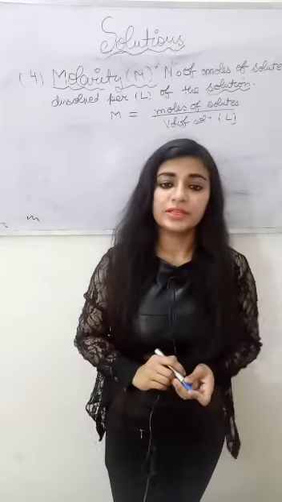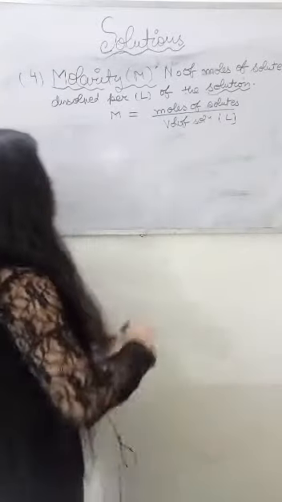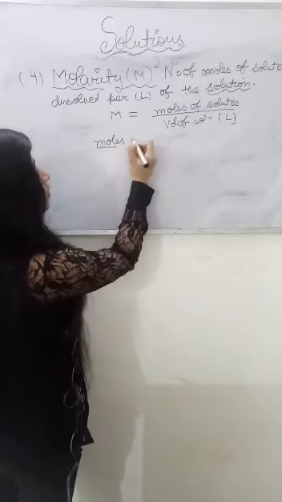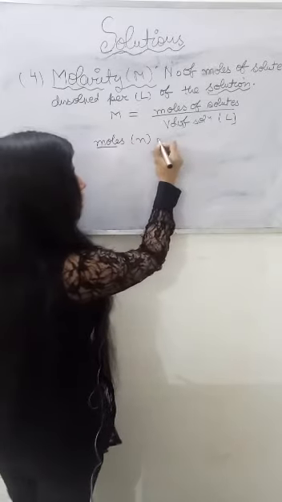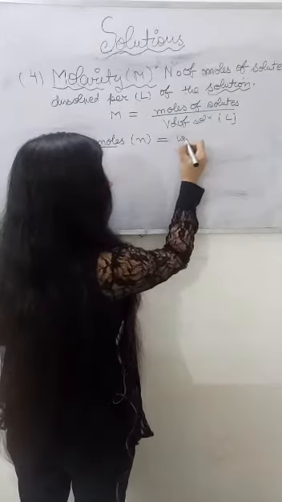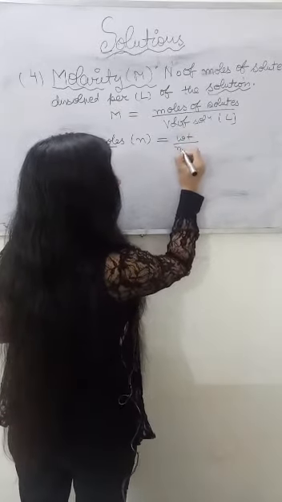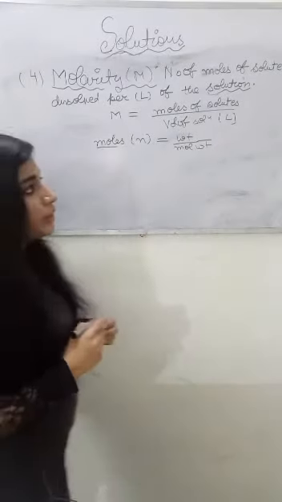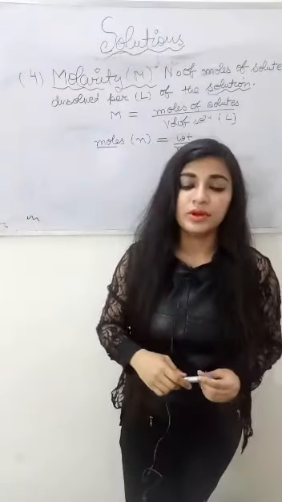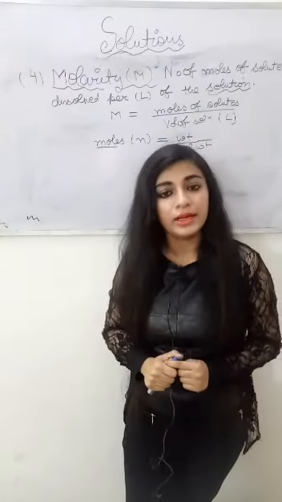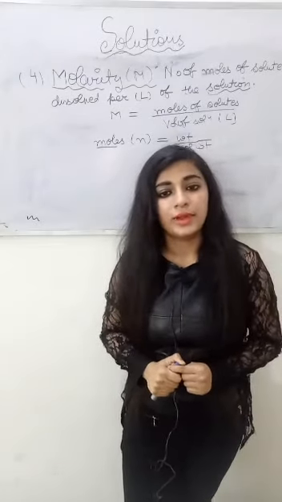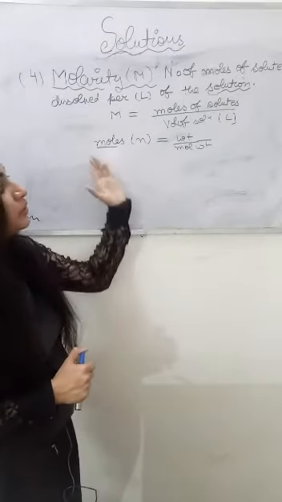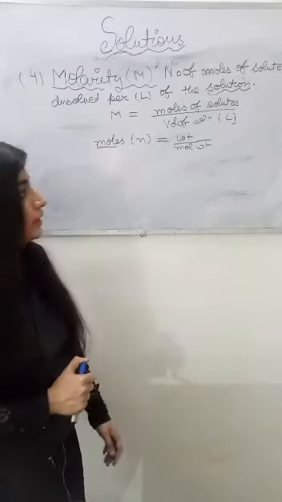Now we must know what is moles. Moles is represented by small n, and it is weight upon molecular weight of the compound. Are you getting it? So molarity is the number of moles of solute dissolved per liter of the solution. The formula is moles of solute by volume of solution in liters.